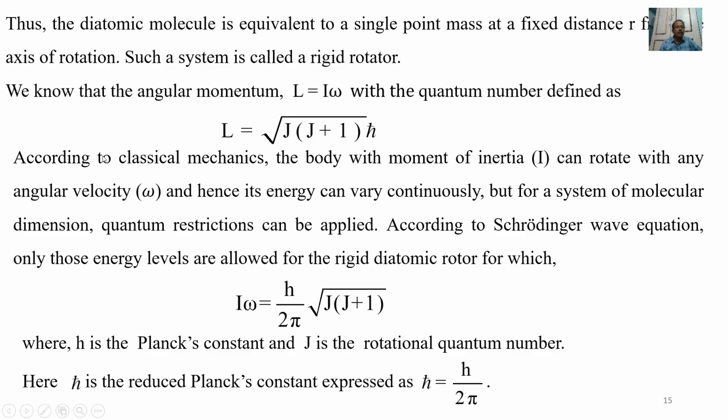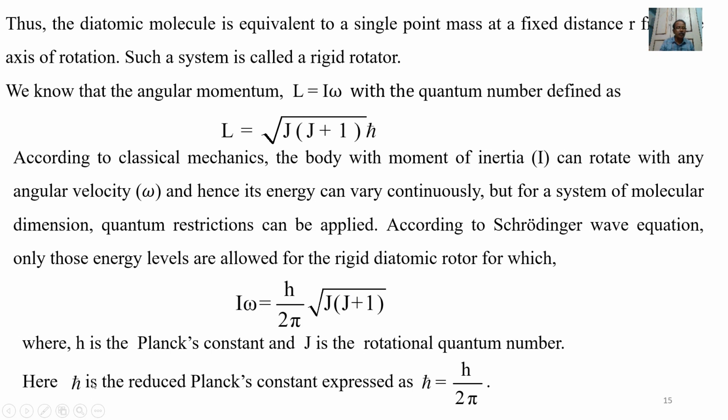According to classical mechanics, the body with moment of inertia I can rotate with any angular velocity omega, and hence its energy can vary continuously. But for a system of molecular dimension, quantum restrictions can be applied. According to the Schrödinger equation, only those energy levels are allowed for the rigid diatomic rotor for which I omega is equal to h divided by 2 pi times the root of J into J plus 1. Here h is the Planck's constant and J is the rotational quantum number.